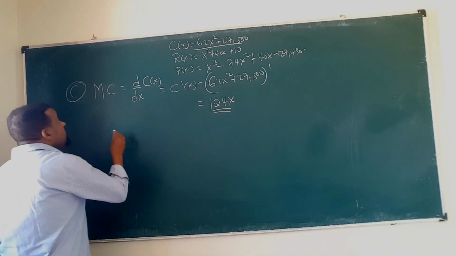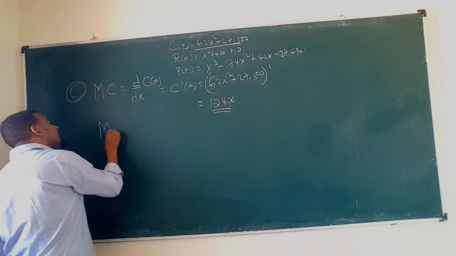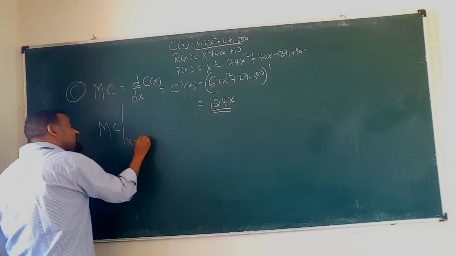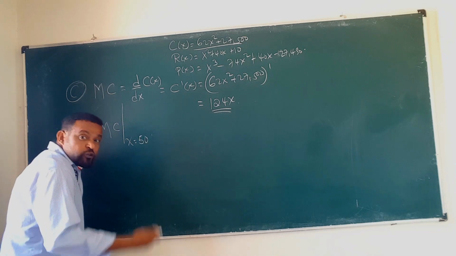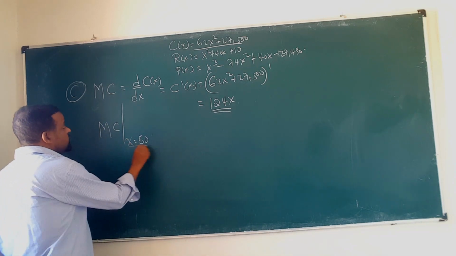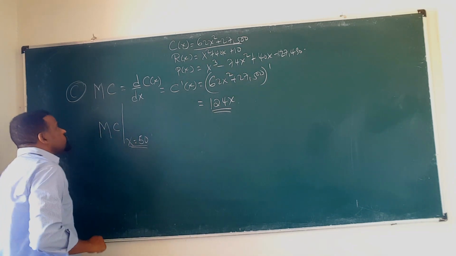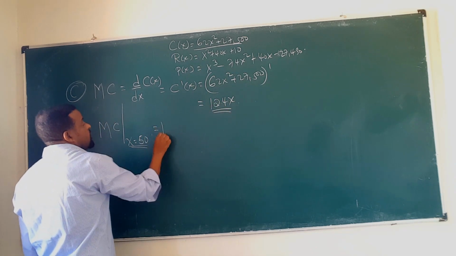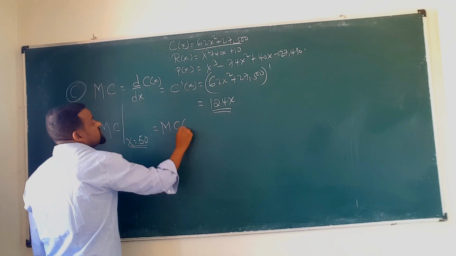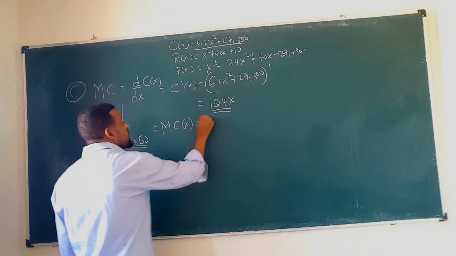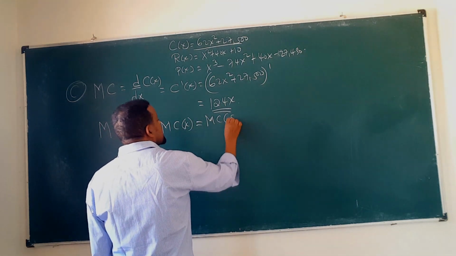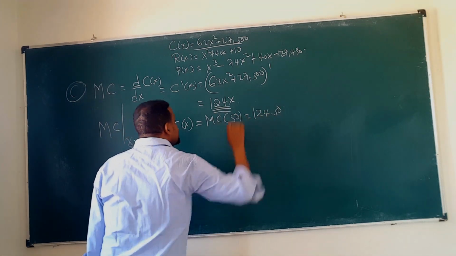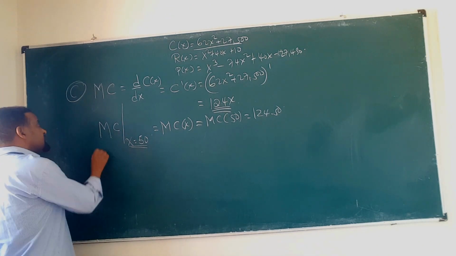So what is the marginal cost when 50 units are sold? What is the value of the marginal cost when 50 products are sold? You just insert 50 in here. So the marginal cost as a function of x, marginal cost evaluated at 50, is 124 times 50, which you calculate.